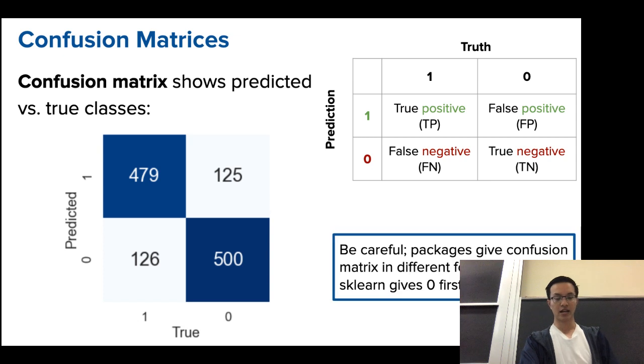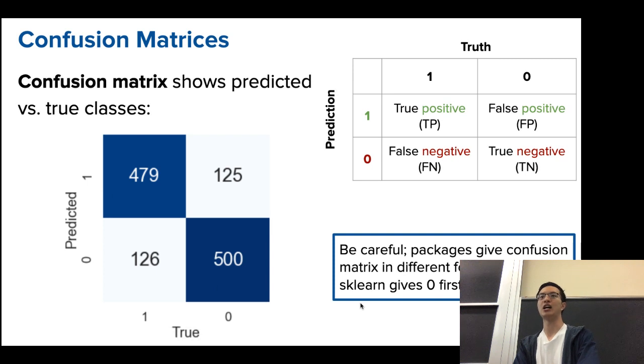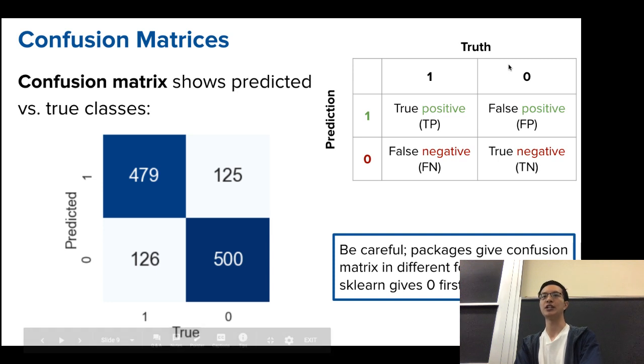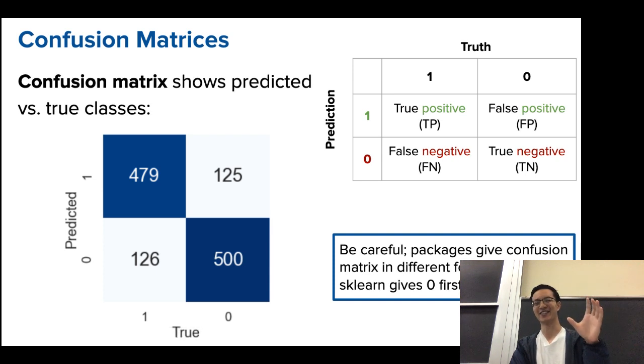Okay. And you should be careful. For today's demos, I'm always going to put 1s in the top left and 0s in the bottom right. But scikit-learn's confusion matrix function gives it to you in the opposite order. So it'll put 0 on the left and 1s on the right. So you should just be very careful when you're reading documentation about where each box is getting placed when you call confusion matrix functions.